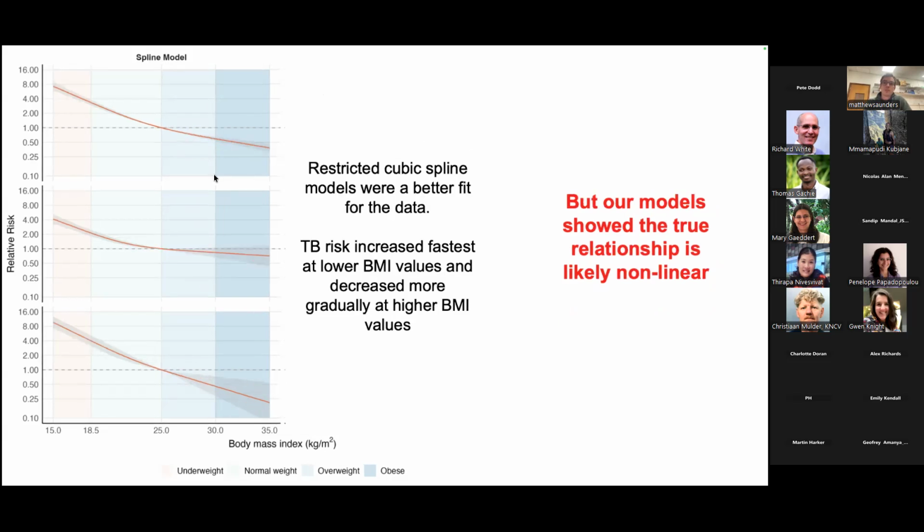But if we look at the non-linear models, what we found is that the restricted cubic spline models were a better fit for the data. So TB risk was increasing fastest at lower BMI values and then decreasing more gradually at the higher BMI values. And so I think you can see that quite nicely in the general population, and especially for people with HIV. For people with diabetes, the evidence is a bit more uncertain at the higher range of BMI.